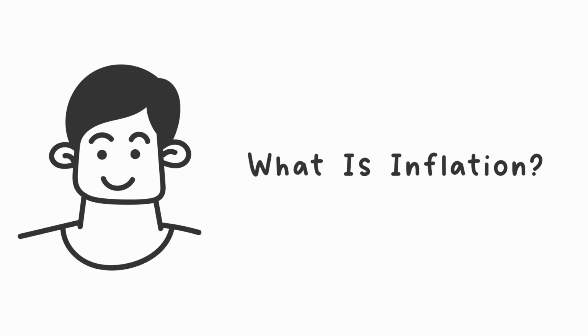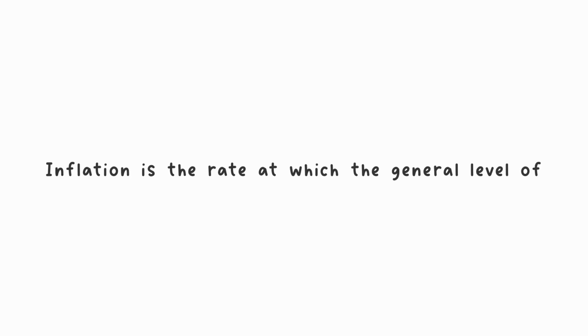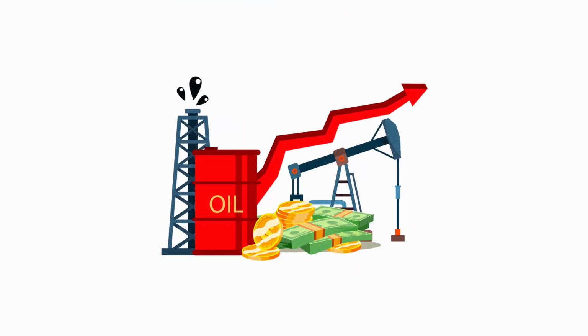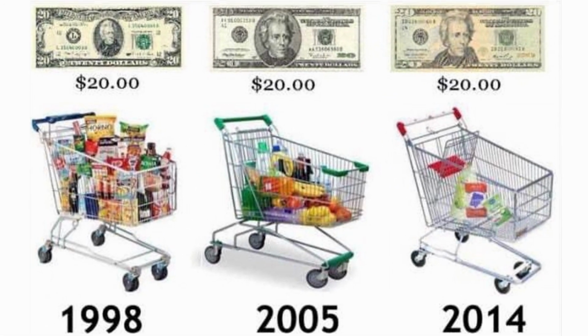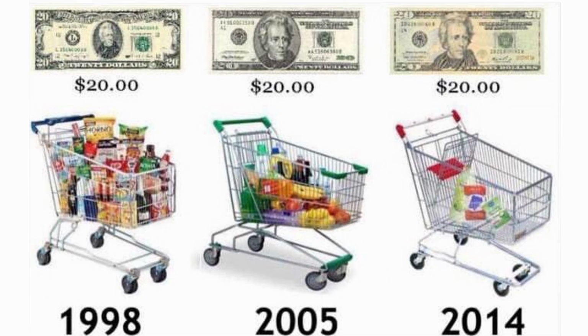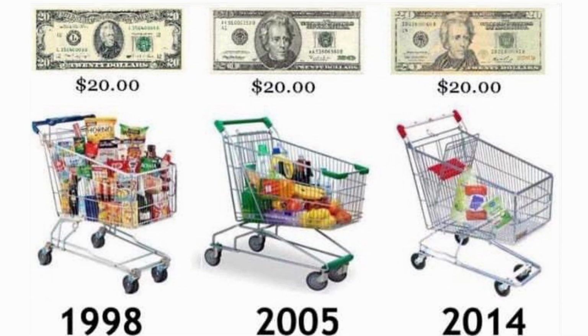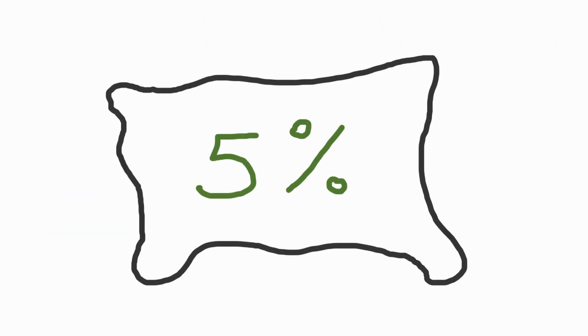What is inflation? Inflation is the rate at which the general levels of prices for goods and services rises, leading to a decrease in the purchasing power of money. In simpler terms, it means that over time, the same amount of money buys fewer goods and services than it did before. For example, let's say you live in a country where the inflation rate is 5% per year.